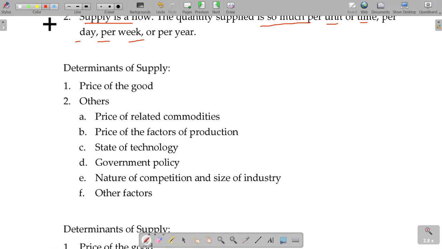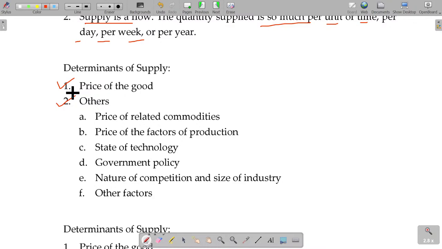There in demand, we classified the determinants of demand in two types: the price of the commodity, and other than that. Similarly here also, the price of the goods and other than that. So two classifications are there.